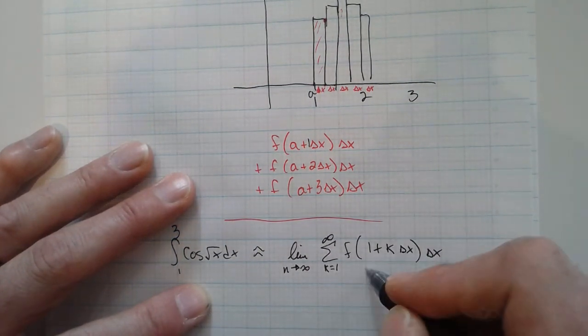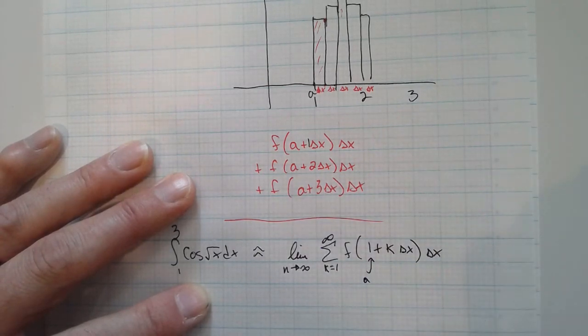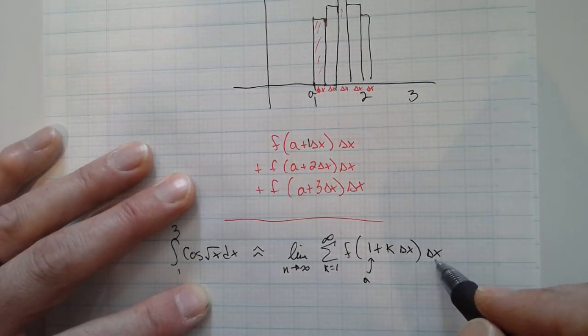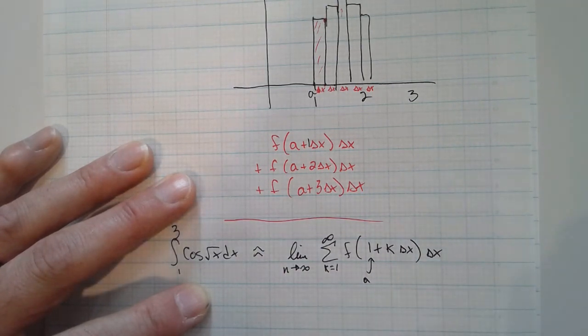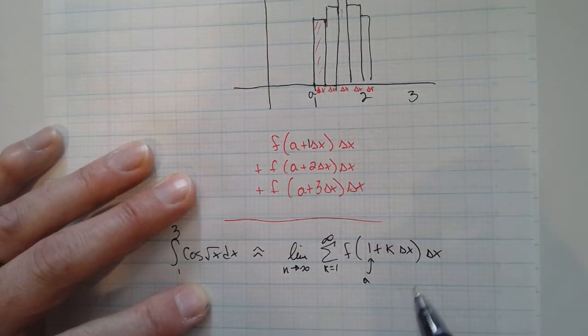So this is our a. It's always a right there. And this is always your delta x, and it's always k times delta x right here. So this is kind of the general form of a Riemann sum.